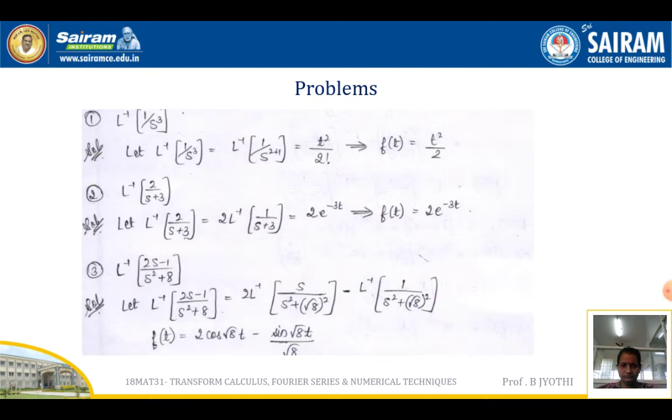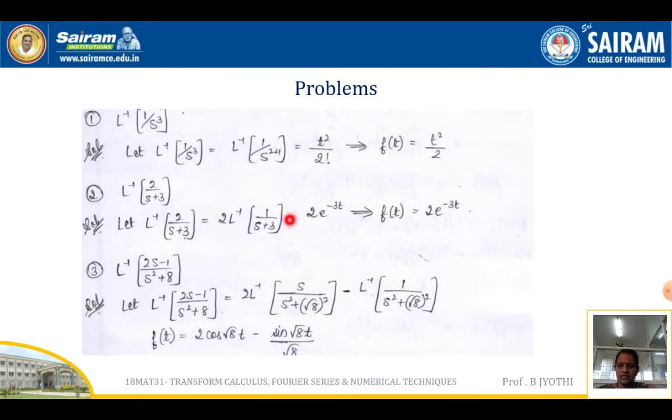So the problems. L inverse of 1 upon s cube is given by, we will consider it as L inverse of 1 upon s cube, and this s cube part we write as s power 2 plus 1, so that it can be t square by 2 factorial. So your f of t will be equal to t square by 2.